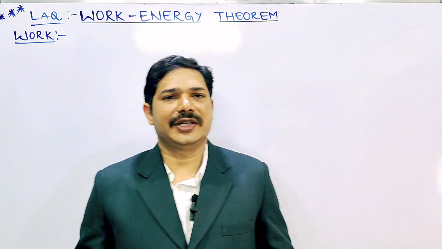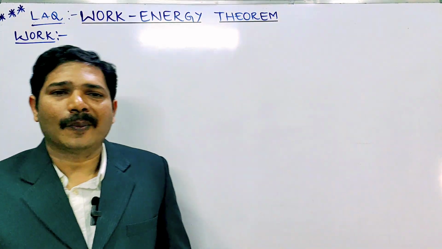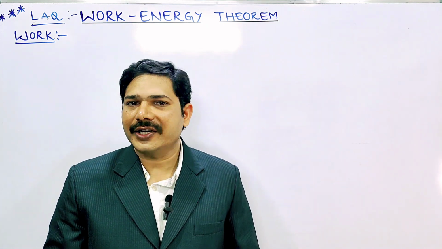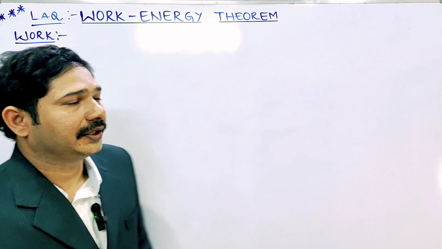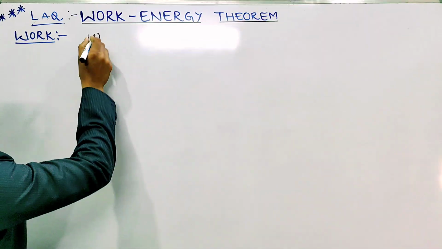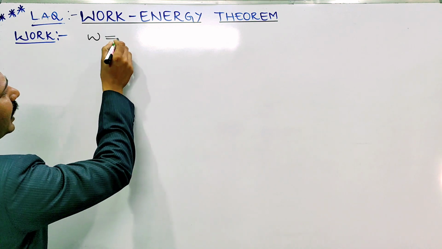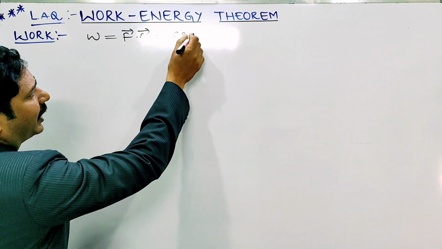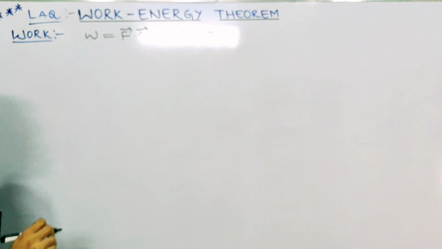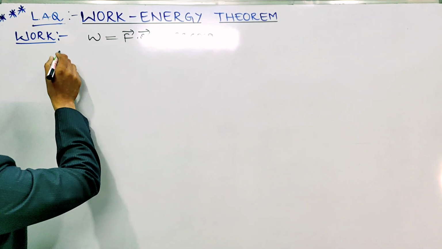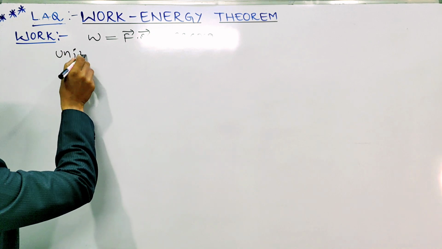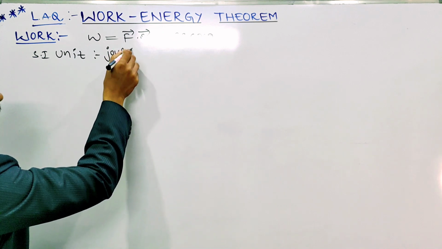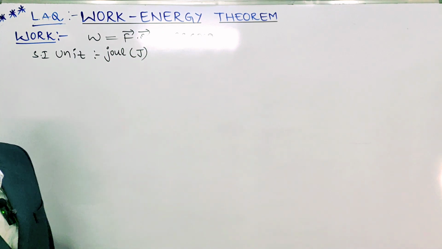Here, what is the definition of work? Work is the product of the magnitude of force and displacement along the direction of displacement. We denote it by the symbol W. W equals F bar dot S bar, which we can also write as F s cos theta. That is work. What is the SI unit of work? Joule, symbol J.